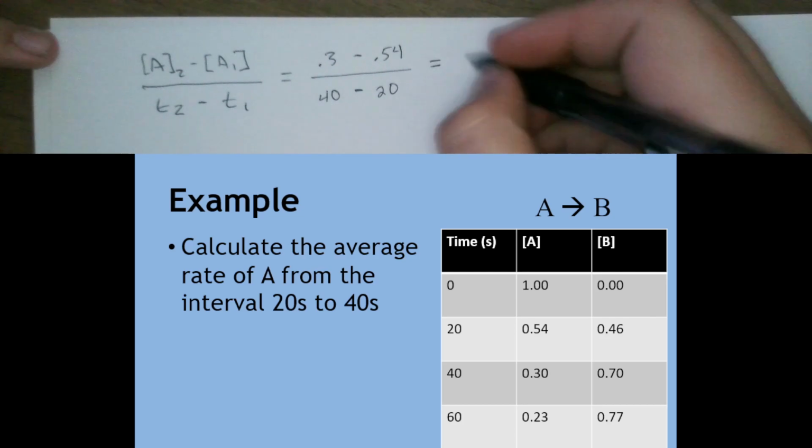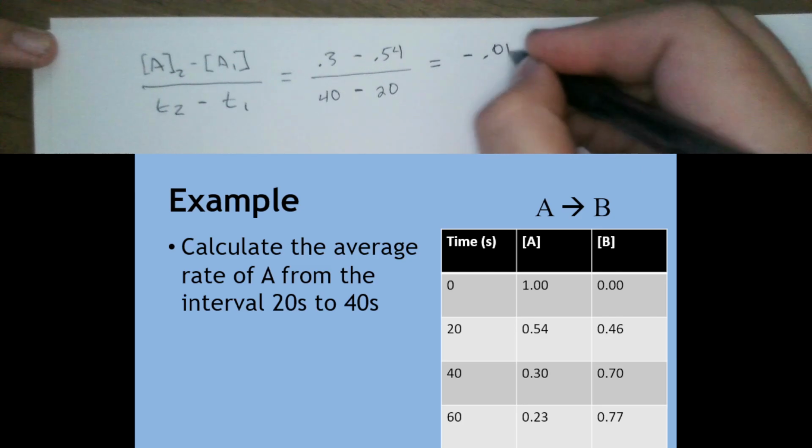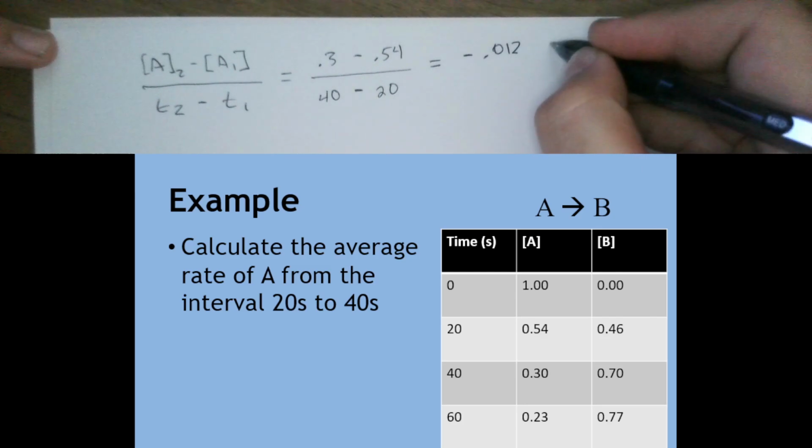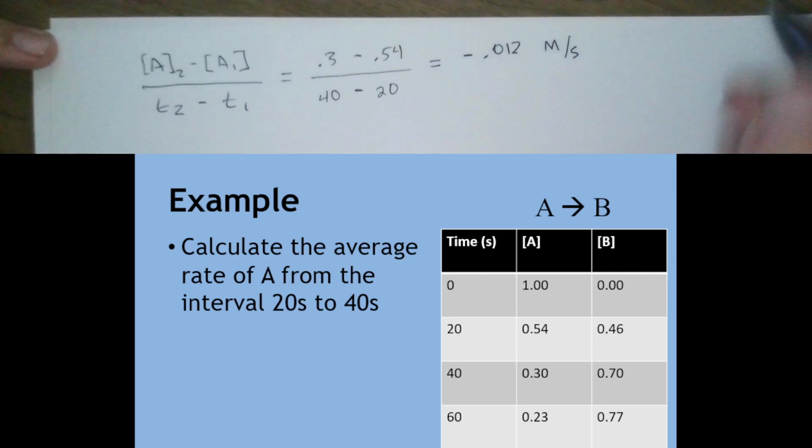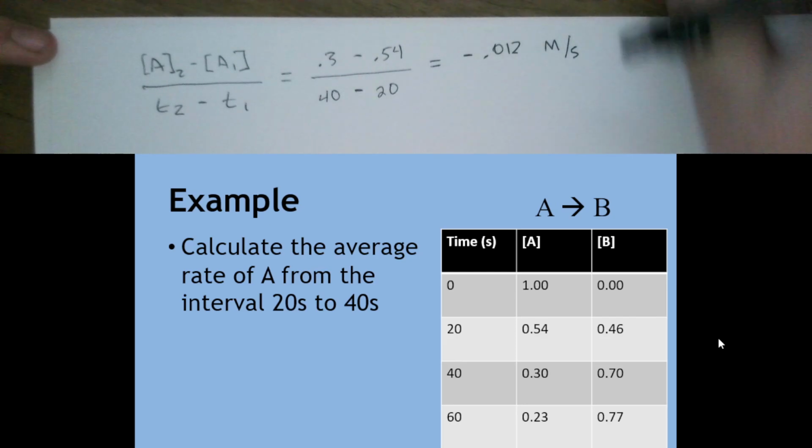I'm going to plug all this into my calculator. When I do, I get a negative number, 0.012. Molarity per second is the unit. That's the molarity over time. And I get a negative number here, which makes sense because I'm calculating the rate of A, which is going down. Negative signs just represent that you're losing amount of this. So that answer looks good.